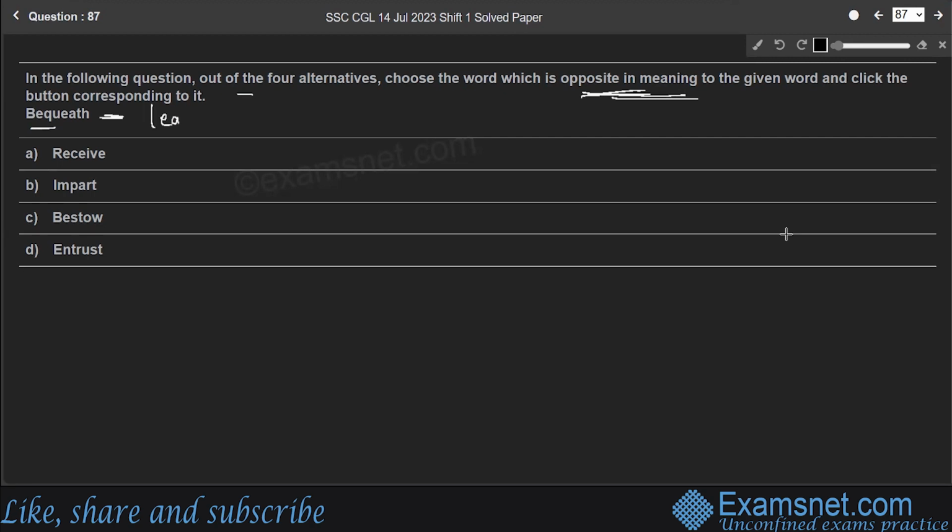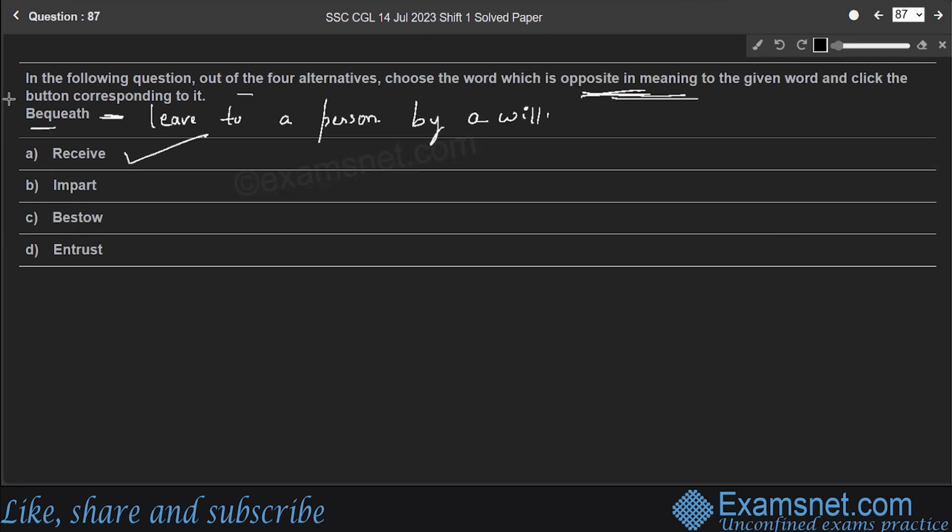So leave to a person or other beneficiary by a will is called bequeath. Here the opposite meaning of bequeath is receive, right? So option A is the right answer, which is an antonym of bequeath.